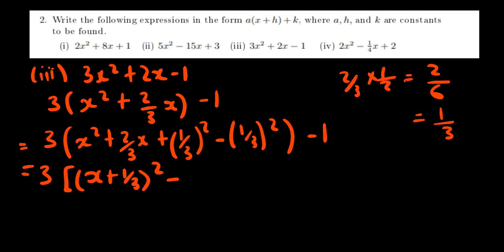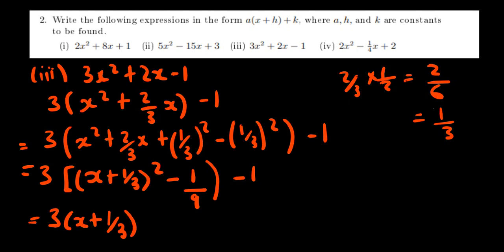The square root of 1 is just 1, the square root of 9 is 3, like that, minus 1. So now what do we do? We distribute the 3, so we have 3 times x plus 1 over 3, this is squared. When you multiply 3 by 1 over 9, 3 will just be dividing into 9, right? So you have minus 1 over 3, and you have a minus 1 outside.